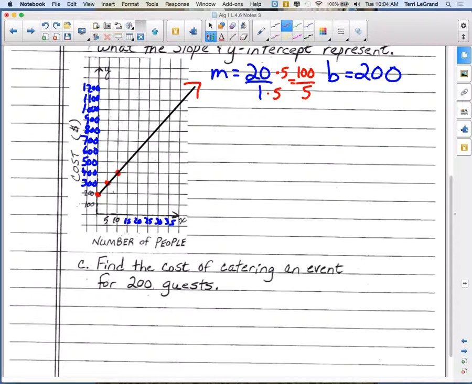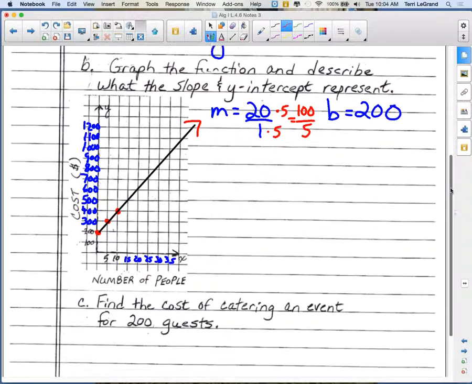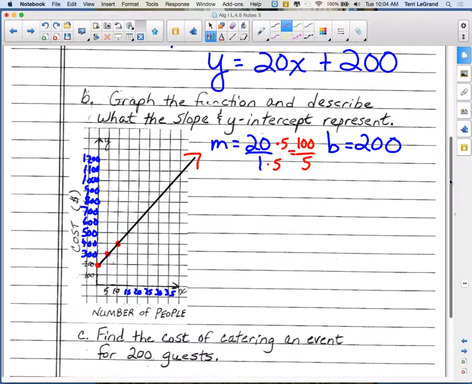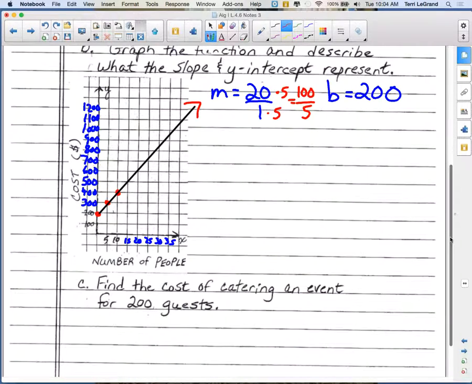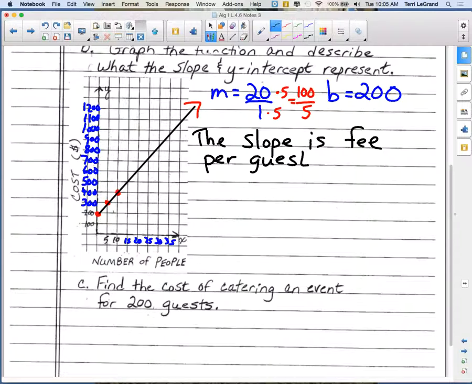Okay, now what else did it tell us to do? It said, graph the function and describe what the slope and the y-intercept represent. Well, this is going to be pretty easy, isn't it? What does the slope represent? Let's write it out. The slope is what? What is that, 20? Yeah, fee per guest. That's what it's telling us. It's telling us how much you're paying for every person that they feed at this function of yours.